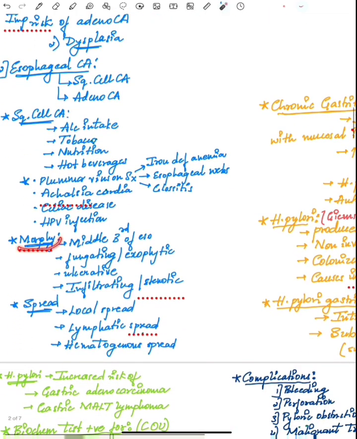Coming to the morphology of this esophageal carcinoma, it is in the middle third of the esophagus. It is fungating or exophytic. It is ulcerative. It is infiltrating or stenotic. How does this carcinoma spread? The carcinoma of the esophagus can spread in three ways, that is, local spread, lymphatic spread or hematogenous spread.